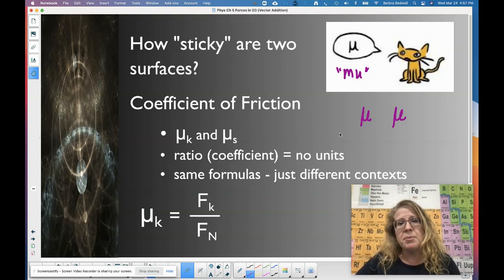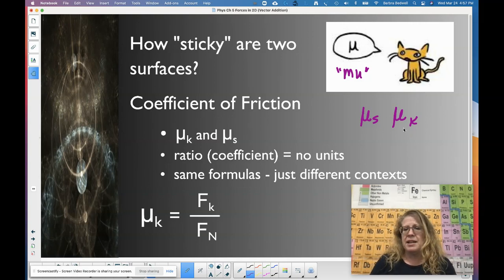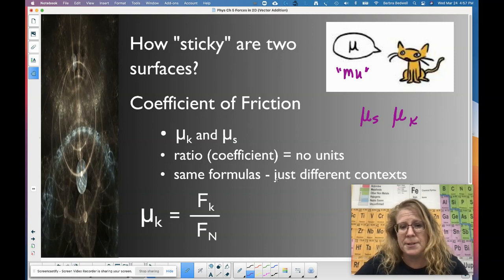Now we use little subscript letters to indicate whether we're talking about static or kinetic. So the static coefficient of friction versus the kinetic coefficient of friction, again, is a slightly different value. Don't stress about it too much, but just know that those are the little letters that we use to abbreviate the different ones.